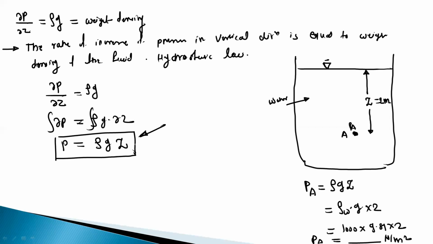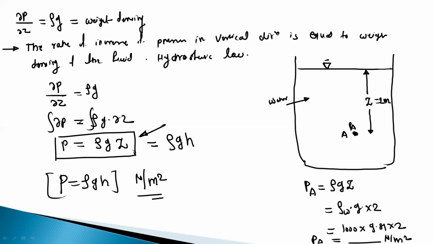P is equal to rho G Z, or sometimes it is written as rho G H. So H is nothing but height of that particular point with respect to the free surface of the fluid. Okay. So this is rho G H. And this pressure is given in terms of Newton per meter square.